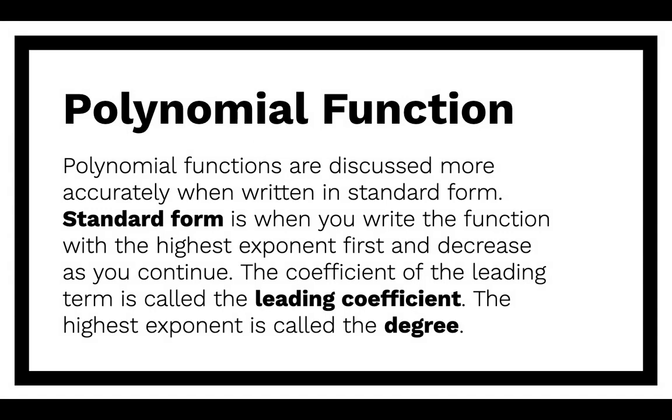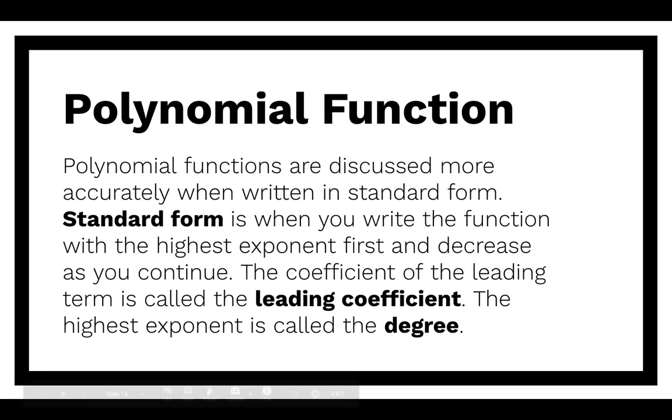Now we're going to start talking about polynomial functions. Polynomial functions are able to be discussed more accurately when they're written in standard form, and that is one of the things that we've covered before. But just to review, standard form is when you write the function so that the highest exponent is first, and then you get smaller and smaller each time. So if your highest exponent is a 5, you would make that the first term, and then you would decrease. So 4, 3, 2, 1, and your constant term.